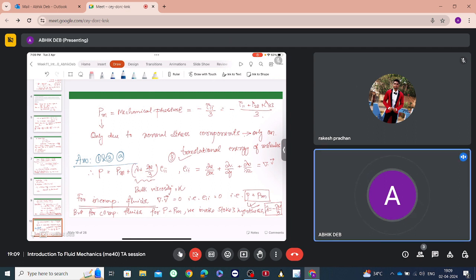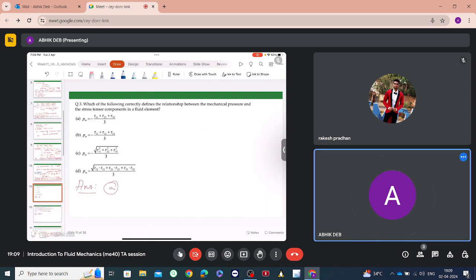Okay, so going to the next problem. This was just a relationship between the mechanical pressure and the stress tensor components, which we have already discussed in the previous problem directly. So the answer is option number A.